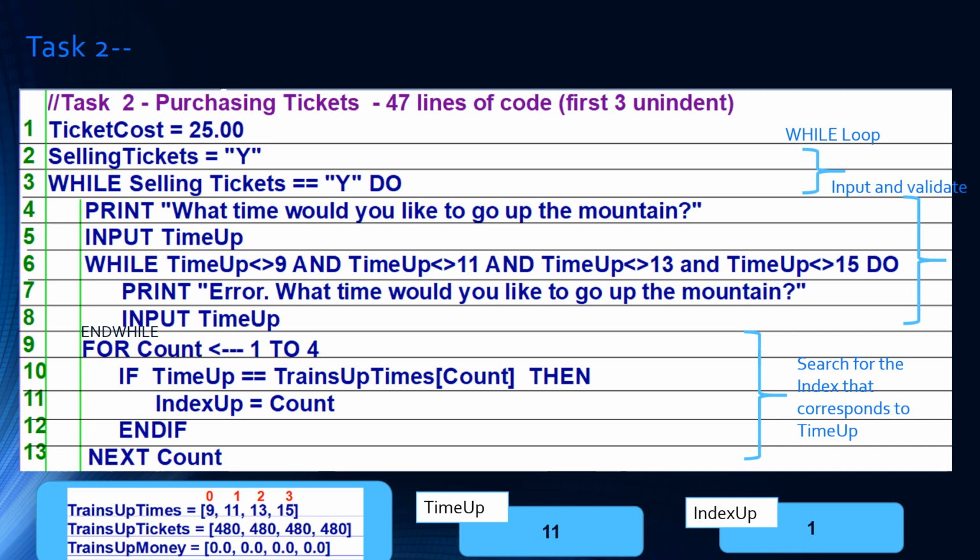So now I've extracted the index that's related to the time that the user input. And that index is 1 if they input 11. If the user had input 9, the index would be 0. If the user had input 13, the index would be 2. And if the user had input 15, then the index would be 3.